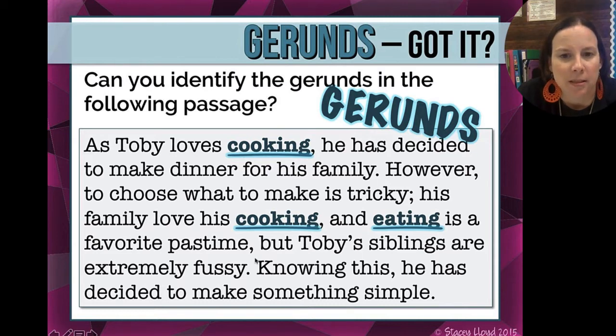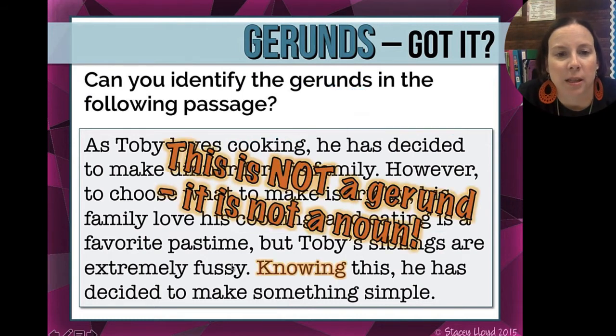Knowing this is actually being used as a participle. So that's a participle, not an actual ing word, just to let you guys know. But cooking here: his family loves what? Cooking. It should say loves his cooking. Loves what? Cooking and eating. Okay, so those are both direct objects and things like that. This is not a gerund. It is not used as a noun.